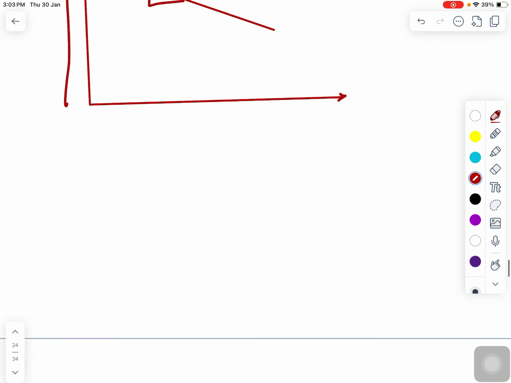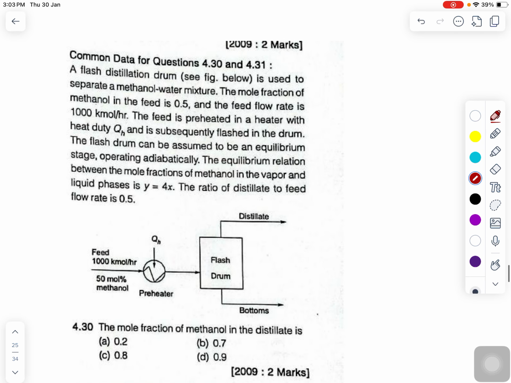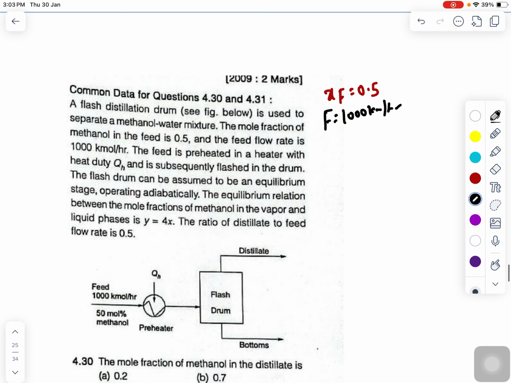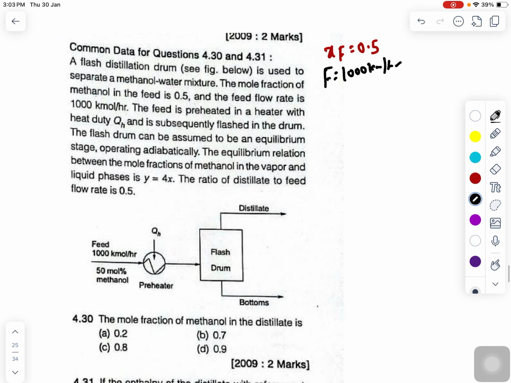Okay, so after that I'll be moving towards the next problem, and here you can see the question is from flash distillation. So in this particular problem, a flash distillation drum is used to separate a methanol-water mixture. The mole fraction of methanol in the feed is 0.5. So xF is given to you, 0.5. And the feed flow rate F is also given here, that is 1000 kmol per hour, and the feed is preheated in a heater with heat QH and subsequently flashed in the drum.